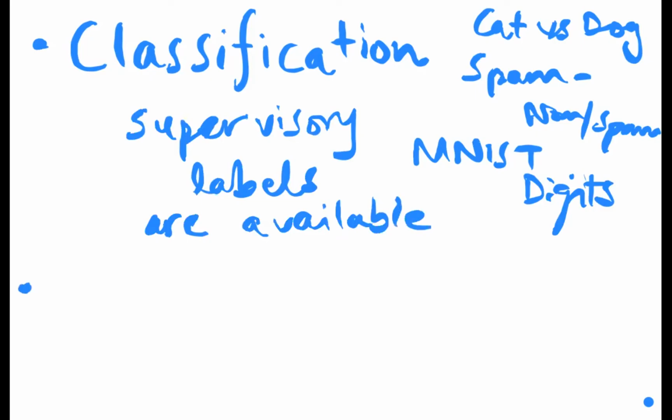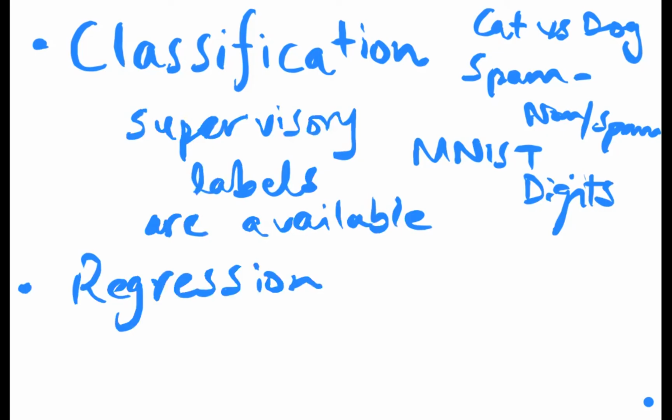And then we have the regression problem, which we discussed a little bit in the class. In classification, you have categories or classes, so you want to classify your data into finite or countable classes. For example, MNIST has 10 classes, digits 0 to 9. Similarly, spam has two classes.